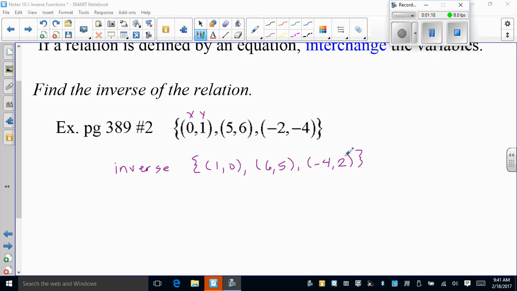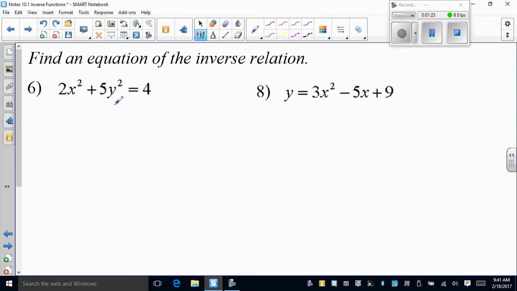So on this one, find an equation for the inverse relation. On this one, just change your x and y's. So it would become 2y squared plus 5x squared equals 4. Again, because your domain and range is changing places. This one here would become x equals 3y squared minus 5y plus 9. Now here's the thing to notice, the square did not go with the x. You are only interchanging the x and y, not any powers, coefficients, or anything like that.